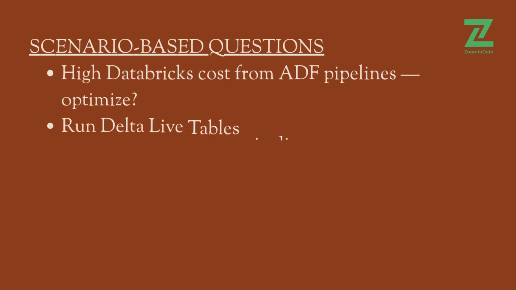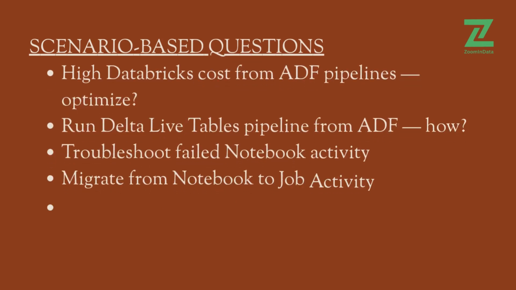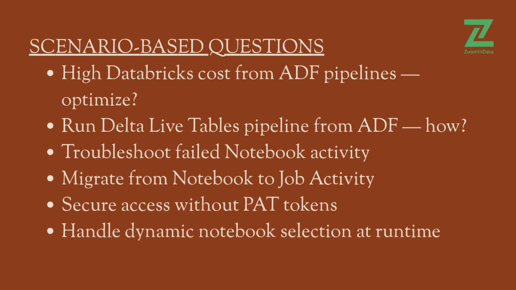Scenario-based questions include: your Databricks costs are high when triggered from ADF pipelines. How would you optimize? How do you trigger a Delta Live Tables pipeline directly from ADF? A notebook activity fails intermittently. What troubleshooting steps? Walk through migrating an existing framework from notebook activities to the new job activity. Secure Databricks access from ADF without using PAT tokens. And how to handle dynamic notebook or job selection at runtime based on ADF parameters.